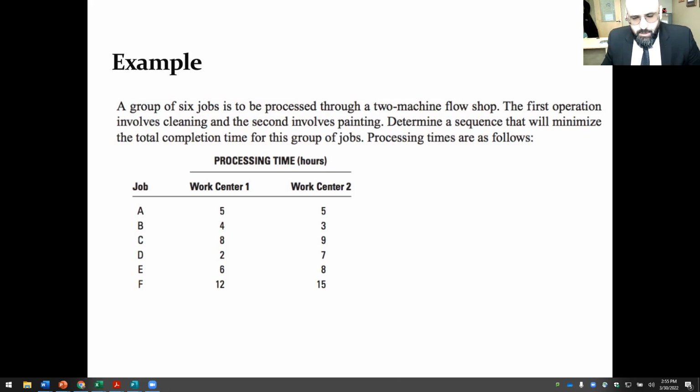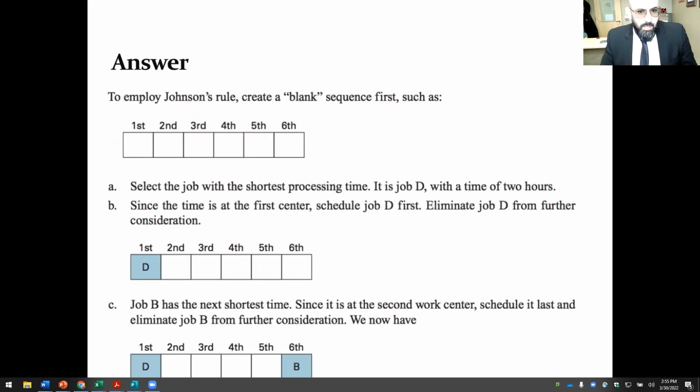The first thing we need to do is list a blank sequence: first, second, third, fourth, fifth, and sixth. Then we go to the table and select the shortest processing time. If you go back to that table, you will find D has the shortest processing time of 2 hours. So D will go first, and then D is eliminated.